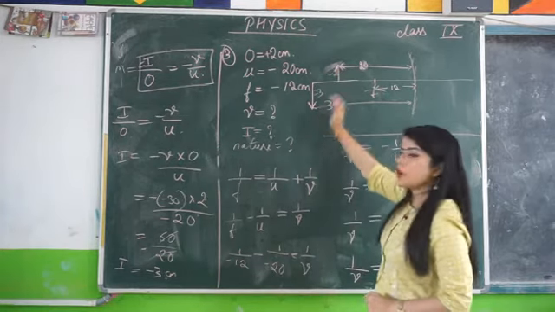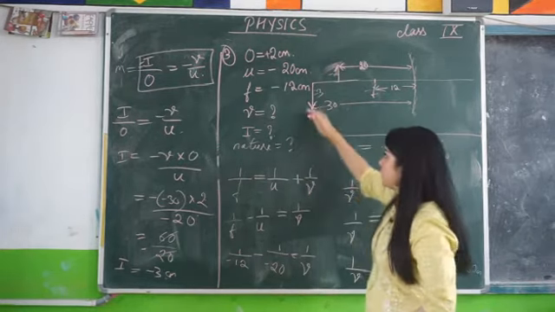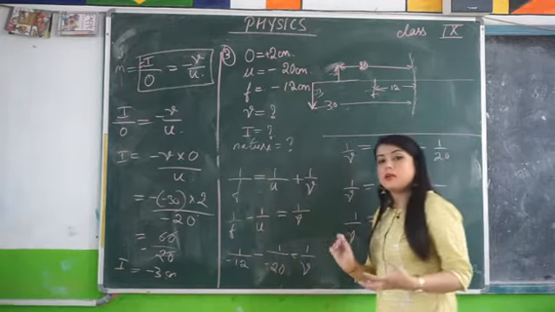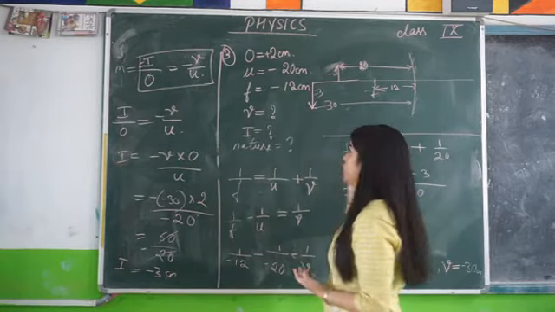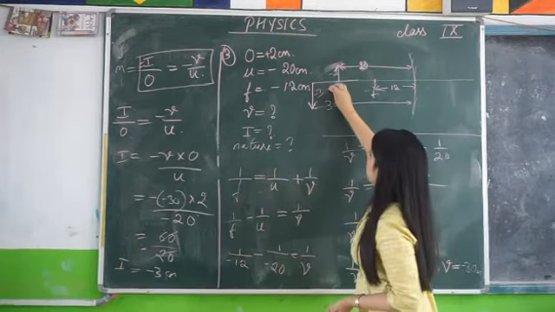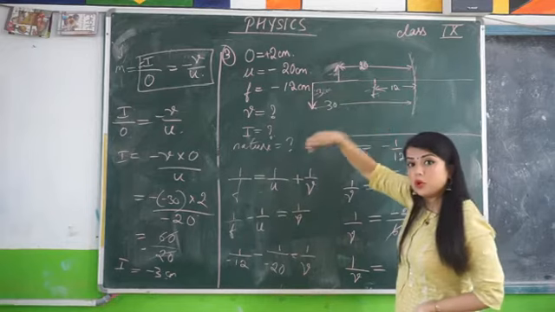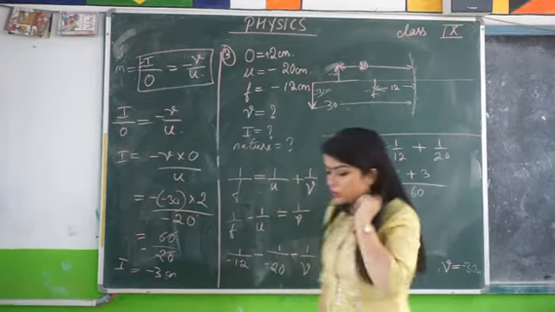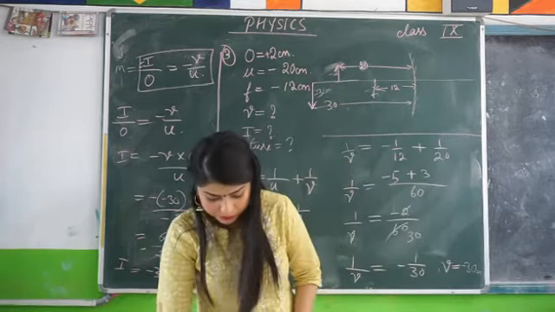Okay. So from here we have found the size of the image has been increased. The image has been increased as compared to the object, and it is of height minus 3 centimeter. 3 centimeter, but minus because it is below the principal axis. So this is how you solve the numerical.